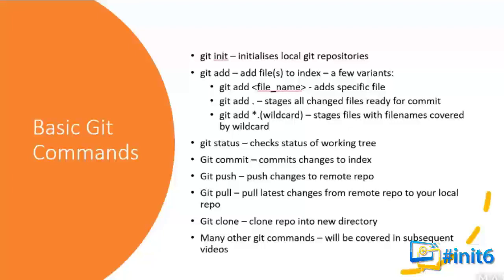Another really important one, and you'll be using this a lot, is git status. So this checks the status of your working tree. Another really important command is the git commit command, which commits those changes to an index. The git push command pushes your changes up from your local repository to your remote repository. And the git pull is the opposite. It will pull the latest changes from a remote repository to your local repository. So finally, git clone will allow you to clone your repository into a new directory.